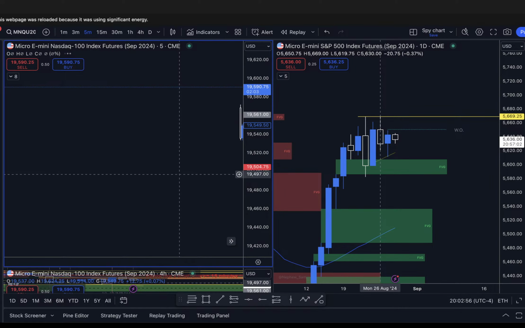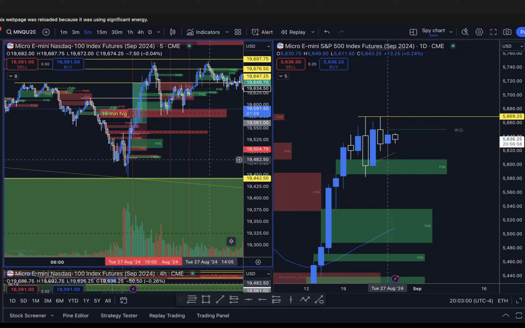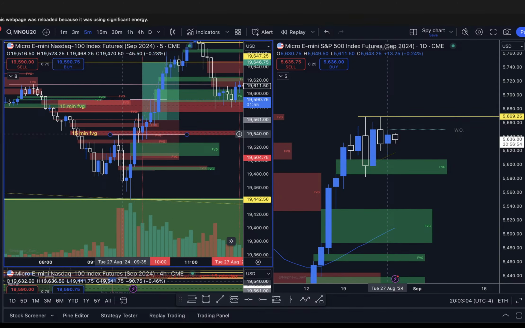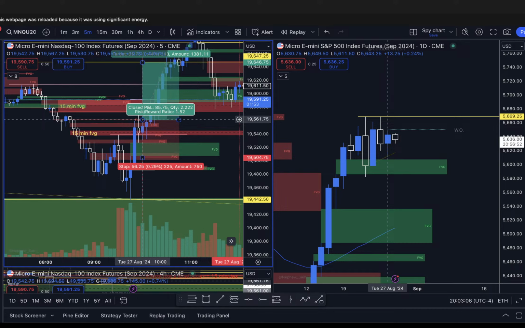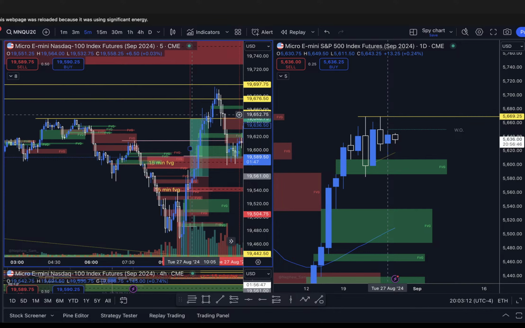And then on the 5 minute, it was not that bad of an entry. On the 5 minute, the market structure shift was a little higher. I got in right on this candle here on the 5 minute. Stop loss below the fair value gap in case of a pullback. Took it to these equal lows.